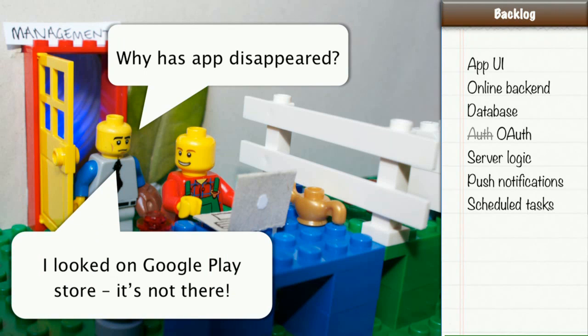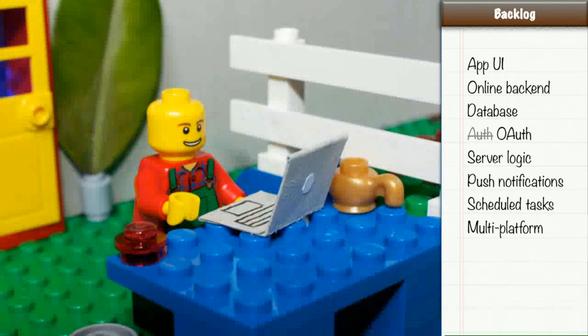Well, the reason it's not on the Google Play Store is because you told me to build an iPhone app. And the boss does not believe your excuse and thinks you're just trying to, you know, trick him. And so he insists that you make it appear on the Google Play Store. So now you're going to have to build a multi-platform app. And this is getting really complicated now. But you get back to work.